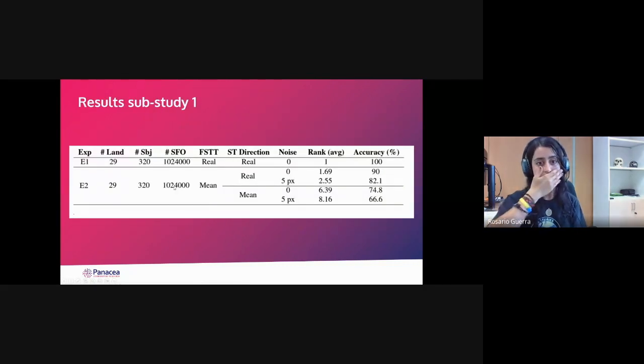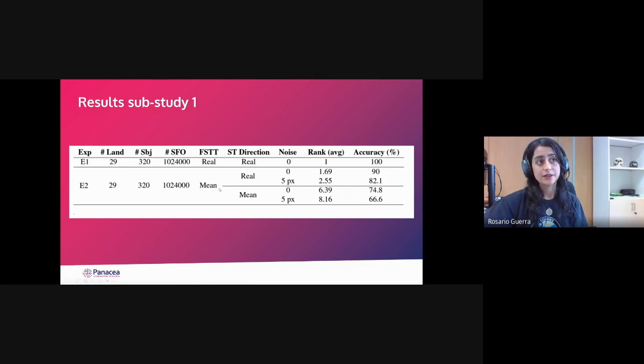And here are the results that were obtained in the first experiment. These are the results of two different experiments. In the first experiment, you can see that we have the real data of the facial soft tissue thickness, and we actually also know the soft tissue direction. There is no noise in the placement of landmarks. In this study, we get a perfect positive identification with 100% accuracy and an average ranking of 1. This means that the correct candidate is always positioned in first place by the ranking tool.